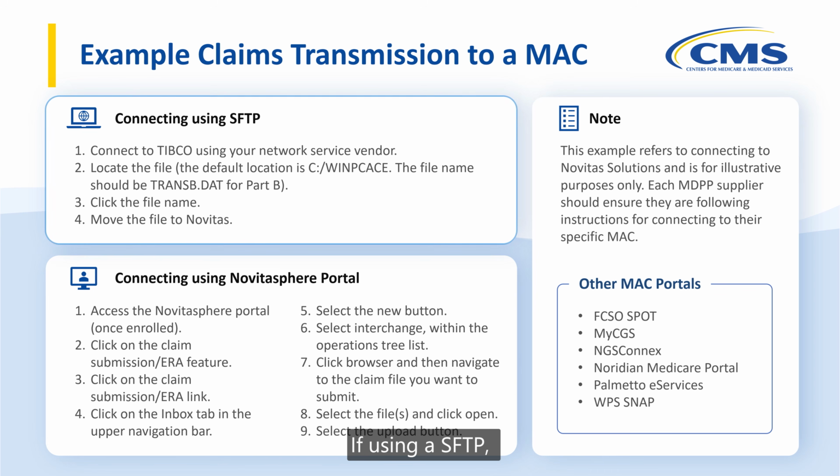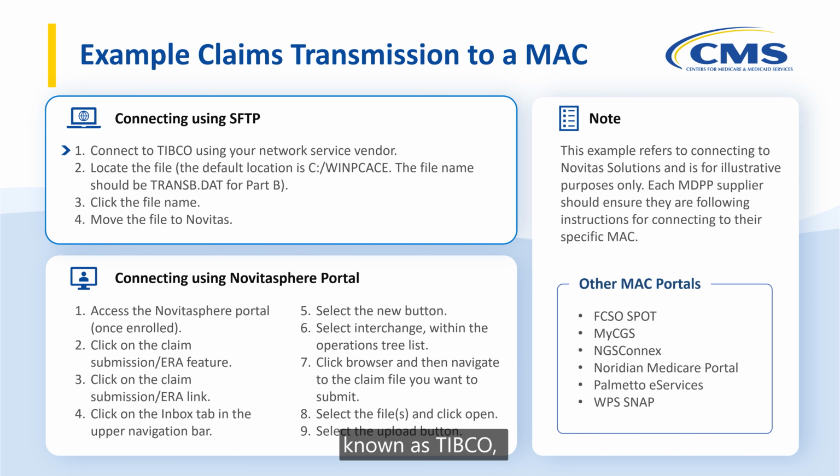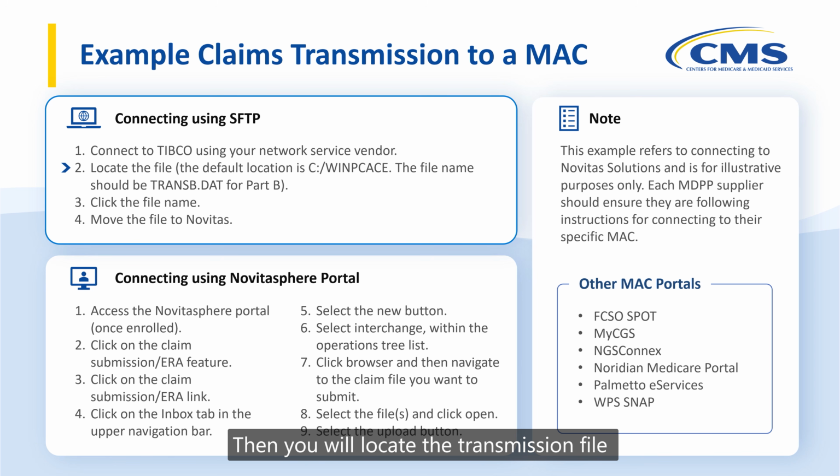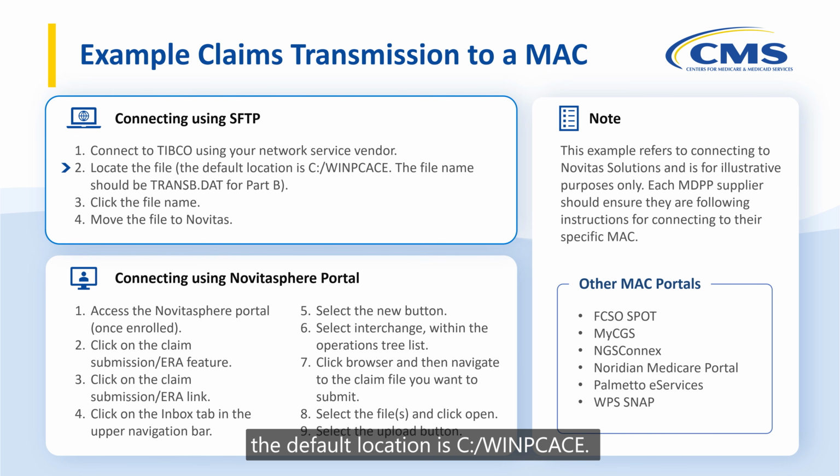If using an SFTP, you will first connect to the EDI platform known as TIBCO using your network service vendor. Then you will locate the transmission file with the DAT file type you created earlier. It should be saved in the local PCAs folder on your machine. The default location is C:/WINPCACE. Next, you will click the file name and move the file to Novitas.